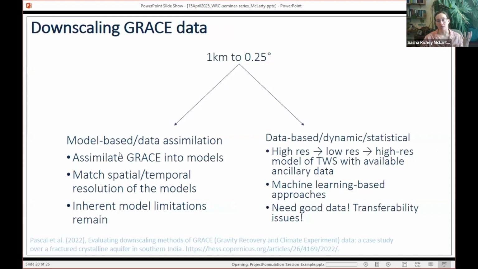So instead of a traditional calibration validation approach to changing parameters in a model, data assimilation does more real-ish time corrections to those parameters when you have observation data available. So we assimilate GRACE into models and hope that corrects and then disaggregates GRACE into the component water budget parts. And then there's a bunch of machine learning approaches to downscale also.